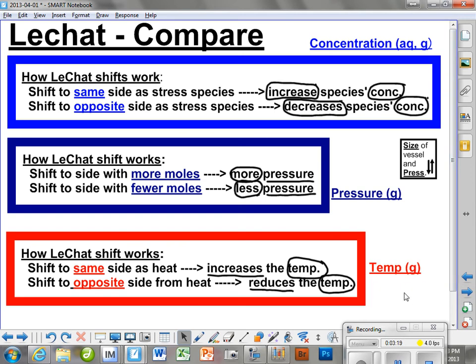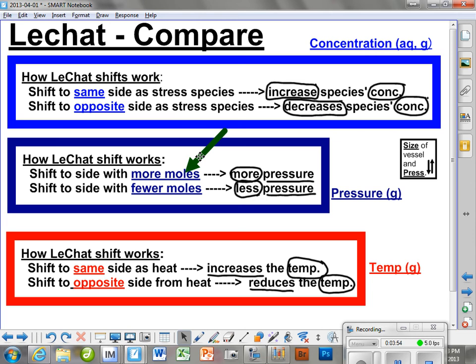Next, this sheet, I would recommend you copy it down. When you see that LeChatelier wants to increase something, you'll know that he has to shift the reaction to the same side that something is on. When LeChatelier wants to decrease something, he goes to the opposite side. This is assuming that we're working with concentrations. If we're working with pressures, LeChat is going to have to work with the number of moles.